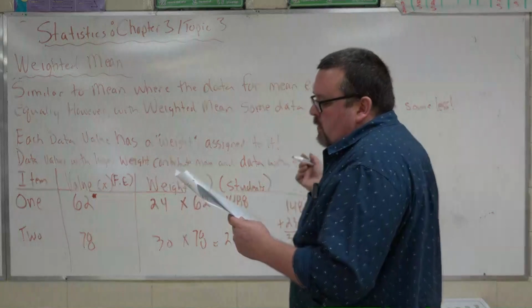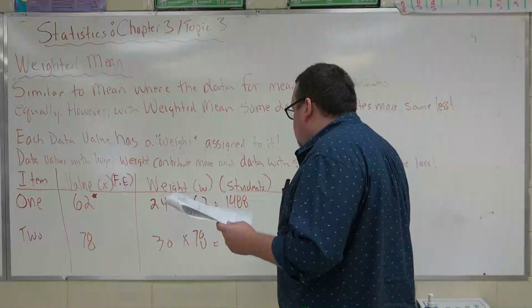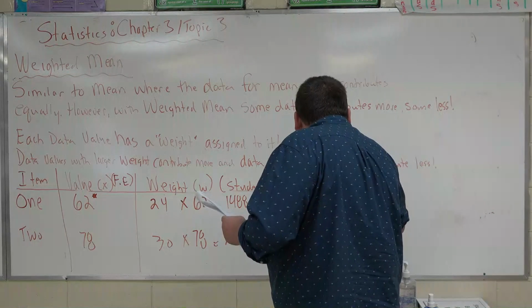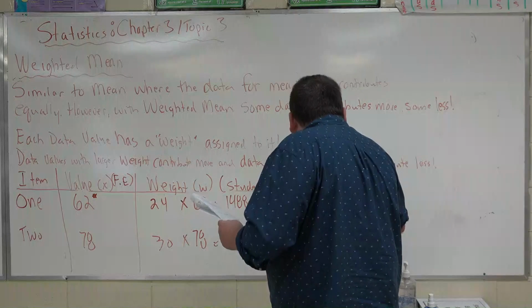Now, we add the weights together. 24 plus 30. And that would give you 54.